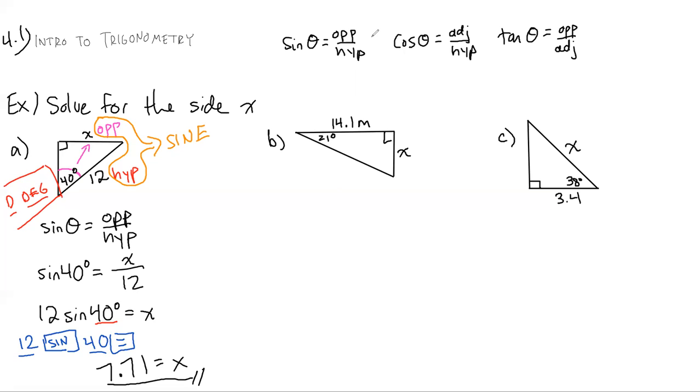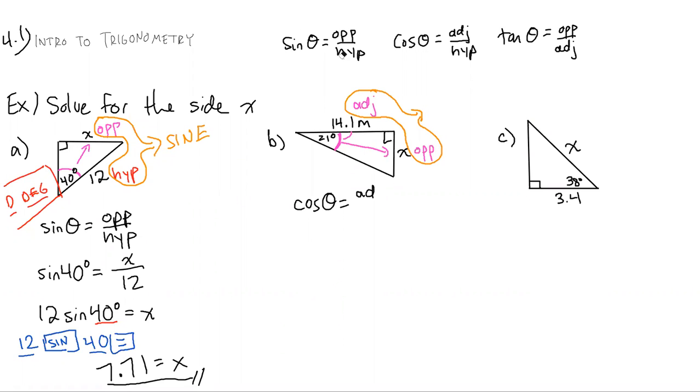All right, so we do the same thing for b. I'm going to look at my angle information. I don't have a hypotenuse. If we look at what we've got, x is the opposite, and 14.1 is the adjacent. So the trig ratio that uses those two things is cosine. That little COS is just short for cosine. So I set up my cosine. Cos theta is adjacent. Wait, no, that's not cosine. I made a mistake. It's tangent, obviously.